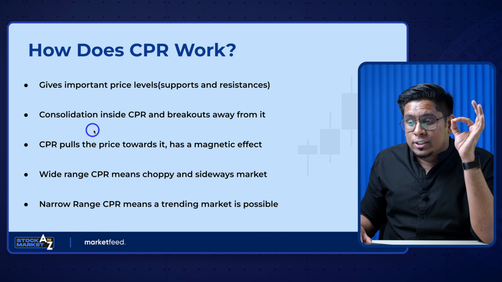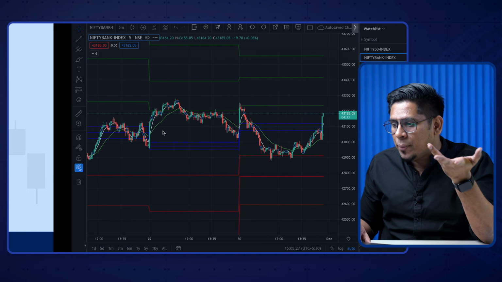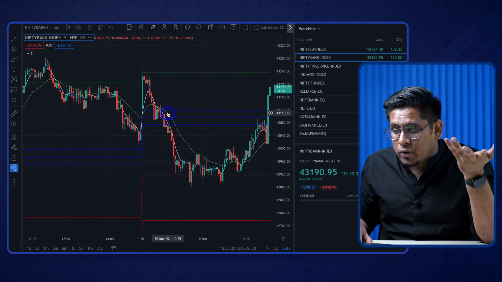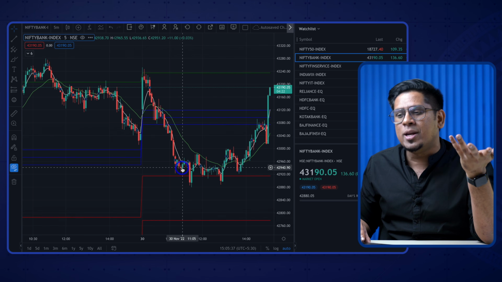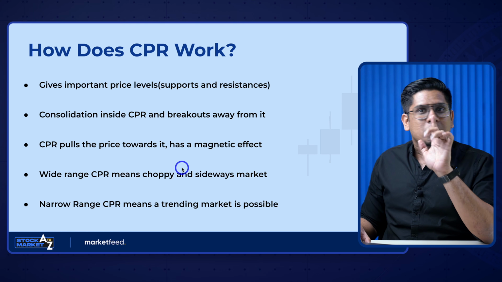Number two is consolidation inside CPR and breakouts away from it. We saw that happening today, right? In the morning, Bank Nifty was consolidating within the CPR zone and then finally the breakdown happened from there. That's also very important, something that you can observe many times.